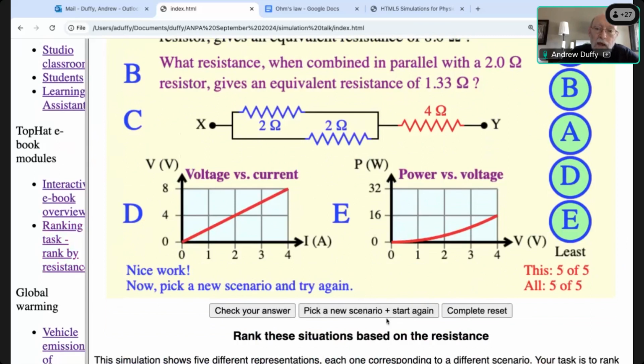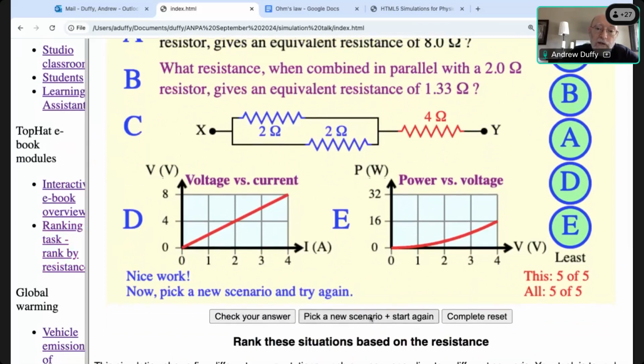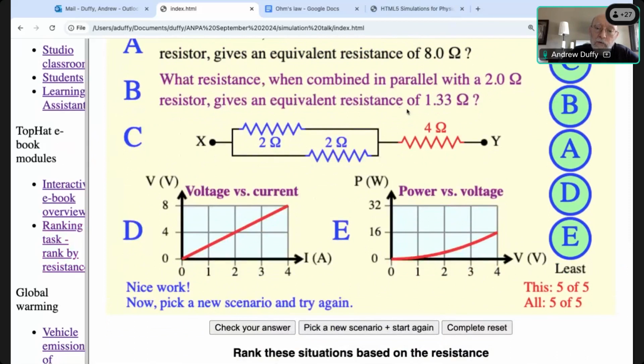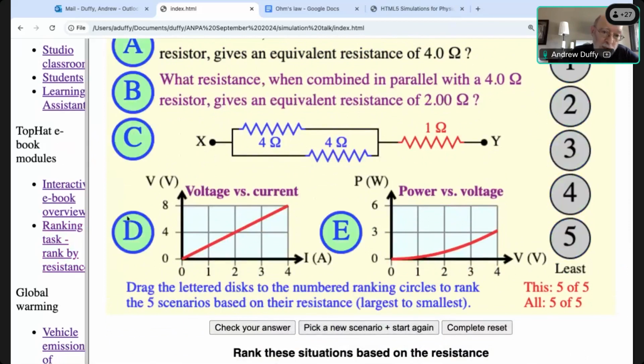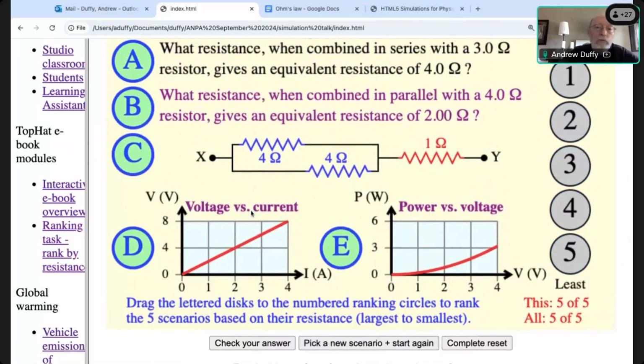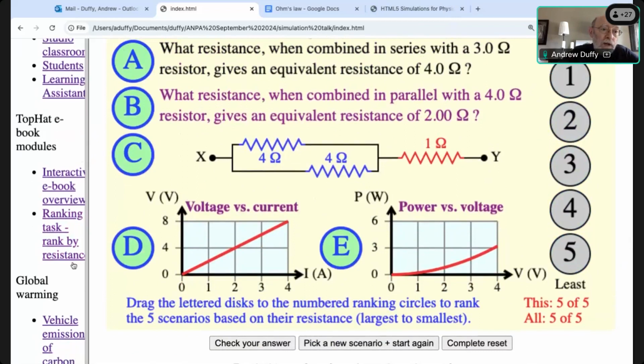All right. And you can then, again, completely start over, right? So starting over gets you a different graph, a different circuit, different problems up here, a different ranking. So all these go back to where they were. So the students get multiple chances to practice this. They can do it over and over until they get really good at it. Okay, so that was that.